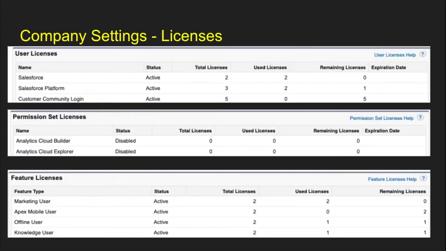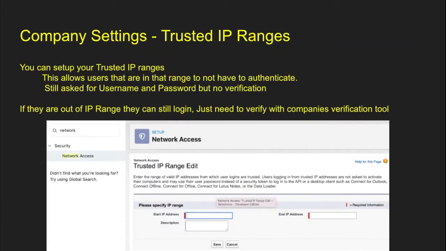On that same page, if you were to scroll down a little bit, you'd also then see all your licenses. So it tells you the type of license you have, how many are used, how many remaining, and if they expire. So if you have some that are expiring, it'll tell you that. These are just Salesforce licenses, not third-party licenses.